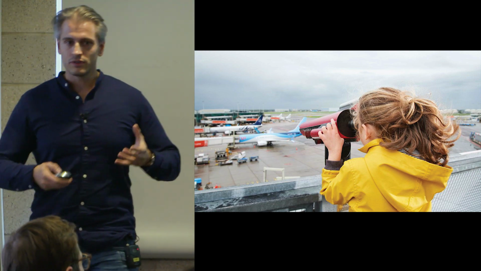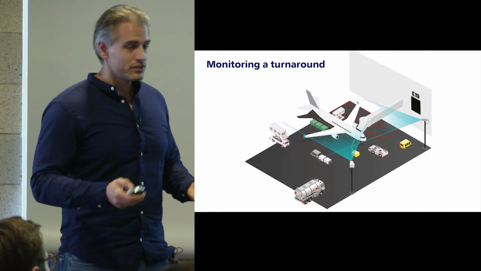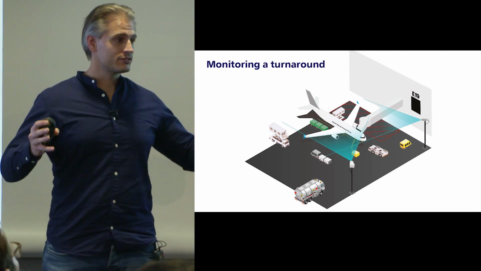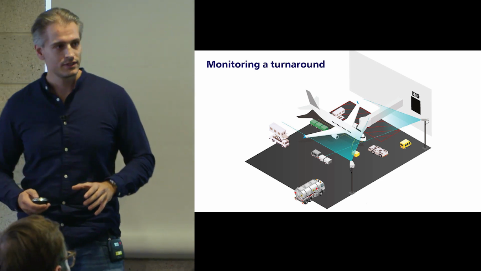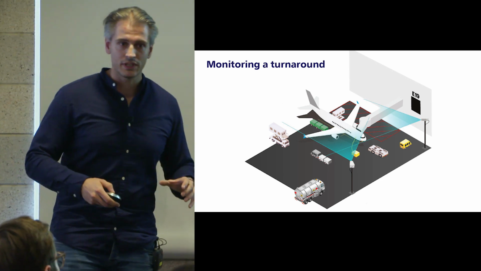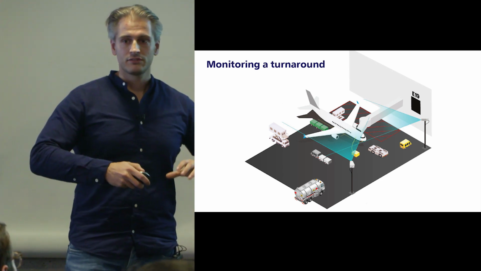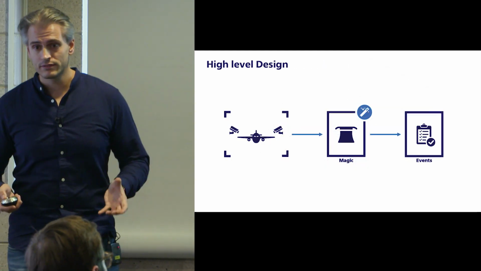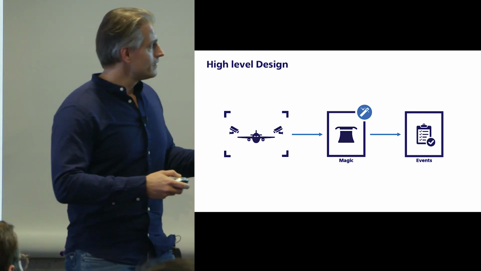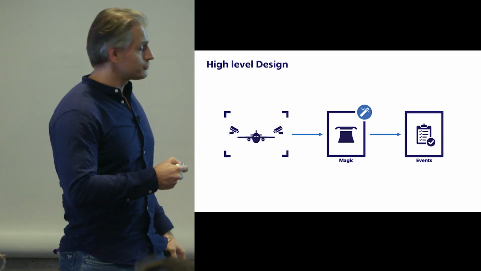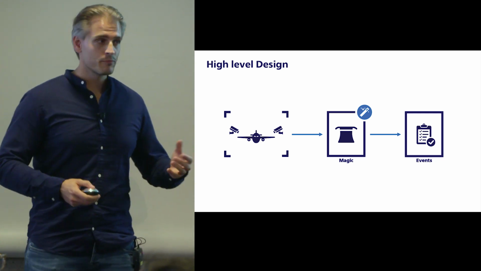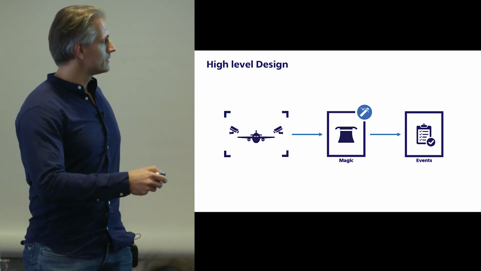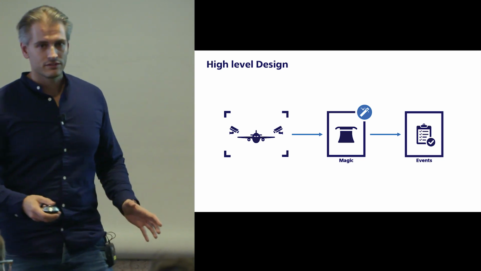So the thing that Schiphol came up with is very simple. Let's just put cameras on the aircraft in front of the gate, so we can monitor everything that's happening while the aircraft is docked at the gate. What we want from those camera images is, we'll take a stream of images, a camera feed, we need to apply some magic that we have to build, and we need to end up with events.